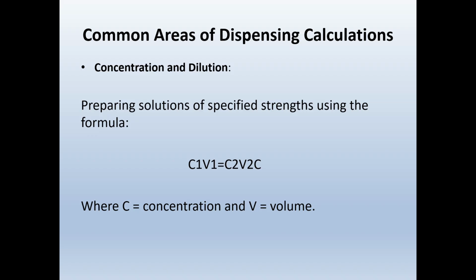Then another common area is concentration and dilution. This one is for preparing solutions of specific strengths using this particular formula. The formula is C1V1 equals C2V2, where C is concentration and V is volume.